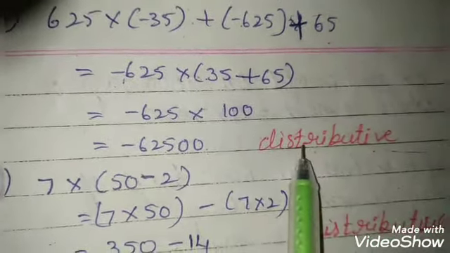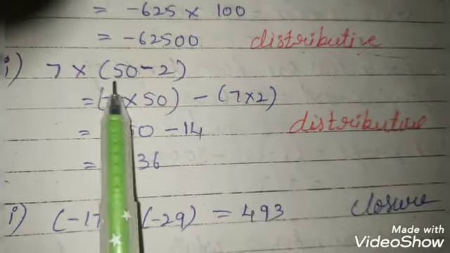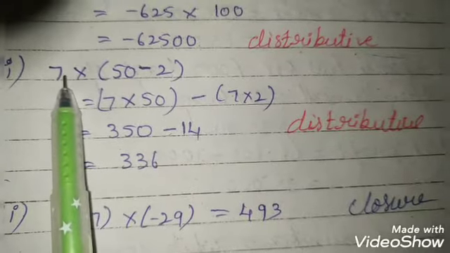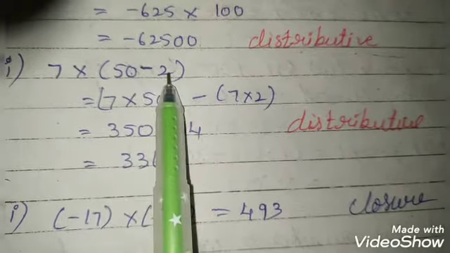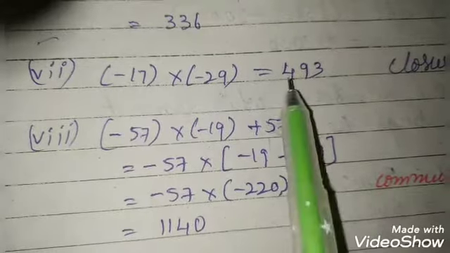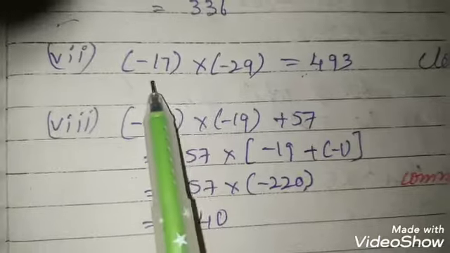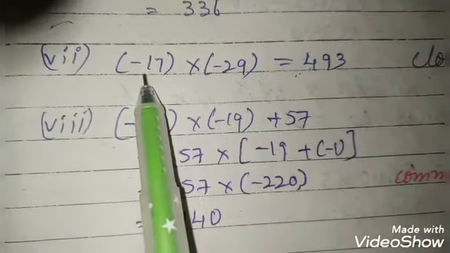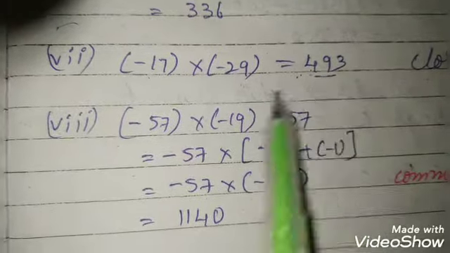7 into 50 minus 2. 7 into 50 minus 7 into 2. We are multiplying 7 with 50 and also with 2. So this is under distributive property. Minus 17 into minus 29 is equal to 493. Minus into minus is equal to plus. This is the positive answer. This is under closure property. Why? Because when we multiply any integers, we get the answer also as an integer.